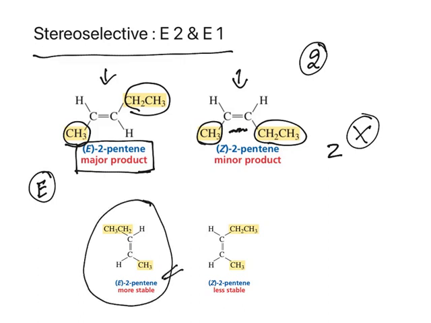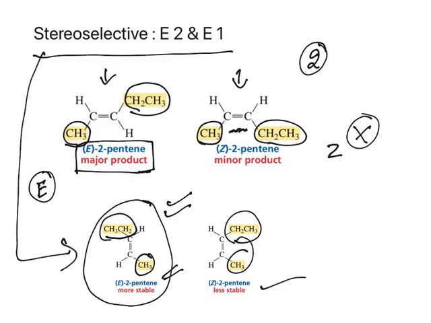This is more stable. Why? Both the bulky groups are on the opposite side. Whereas on the same side, steric problems will come, and this is less stable. So which one is more preferred? This isomer. So this stereoisomer is preferred, hence it is known as stereoselective.